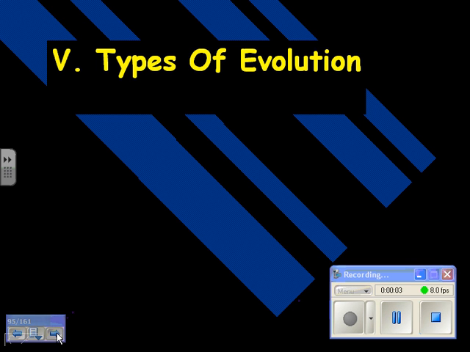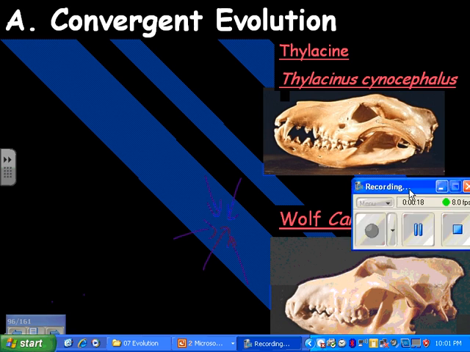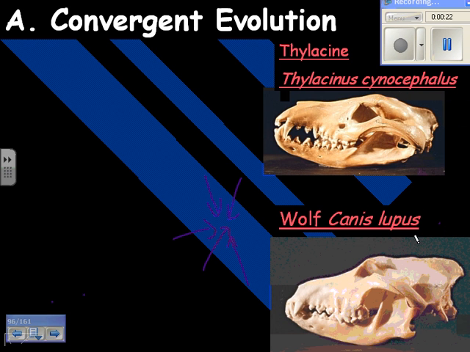Types of evolution. We're going to talk today about convergent evolution and then also divergent evolution. So when things converge, they're all coming to the same place from different areas. And so that's what's going on with this too. So we talked about these examples before, although I'm showing them now in a skull.